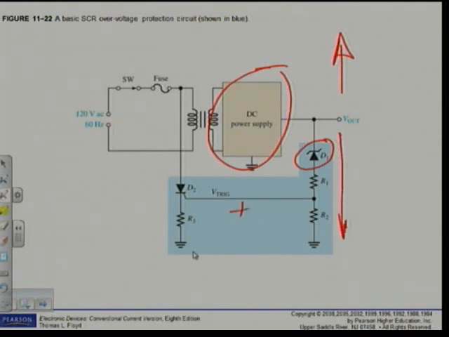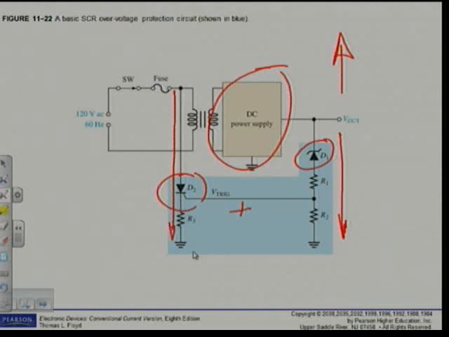Applying a positive voltage here on the gate of this SCR D2. When I apply a positive voltage there, what will happen? I will actually create a short circuit through the SCR to ground and will basically blow the fuse and protect the rest of my circuit.